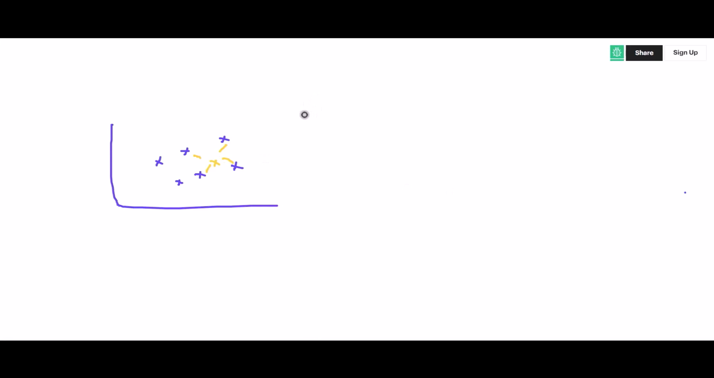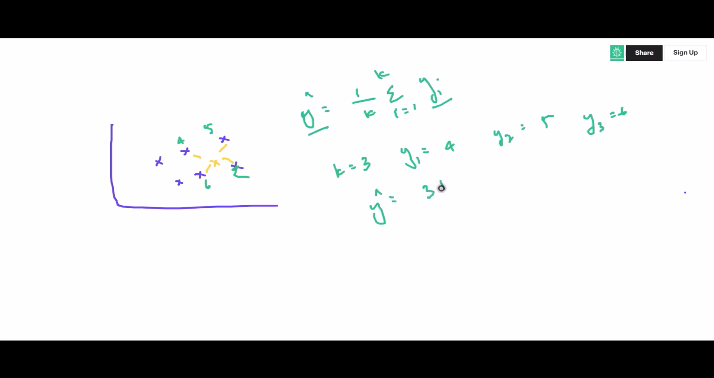In simple words, in regression, the predicted value y cap is given by 1 by k into the summation of i equal to 1 to k of yi, where y cap is the predicted value and yi are the data points that we have. Let us consider an example where the value of k equals 3, and we have the data points y1 equal to 4, y2 equal to 5, and y3 equal to 6. Consider these 3 points. This is 4, this is 5, and this is 6. We will have y cap equal to 4 plus 5 plus 6 divided by 3, and we will get the value as 5. So our predicted value here will be 5.